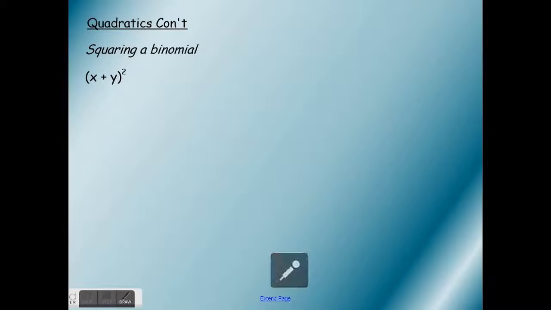and finish the last of the quadratic stuff. Okay? So this is the last part of this chapter, meaning next week we're going to have a test on it.